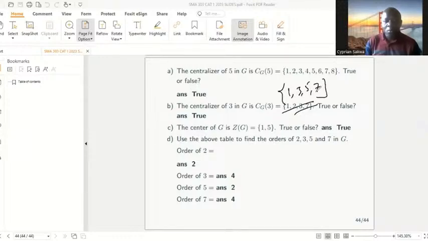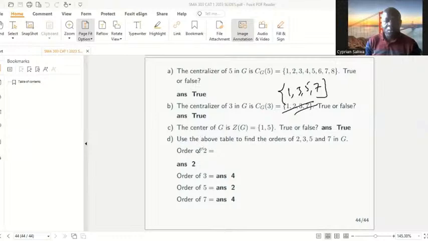7 has not commuted with the 2. We just tried that, and so it does not qualify to be in the center, because an element to be in the center is the one that commutes with every element. 8 did not commute with the 3 here, so it does not qualify to be the center.